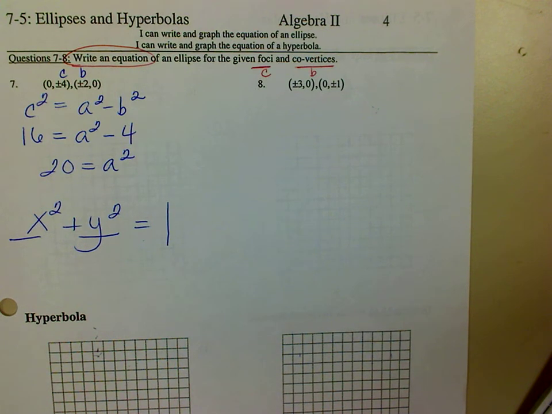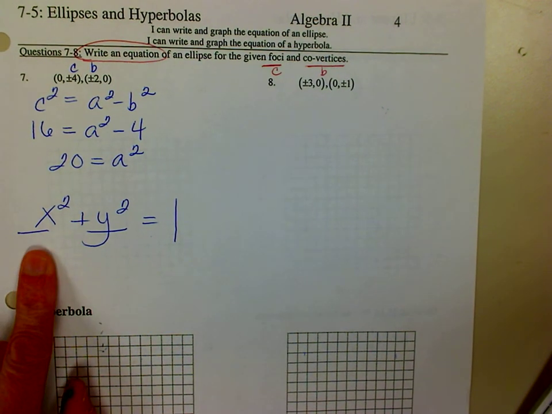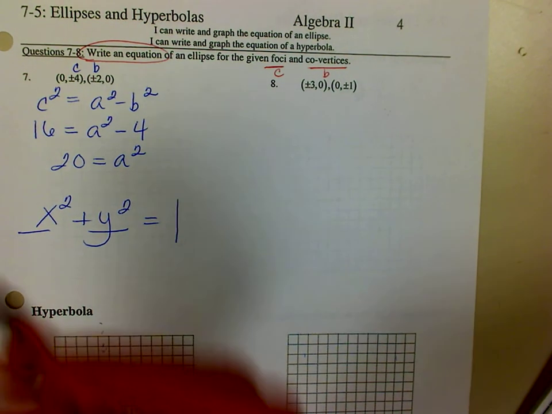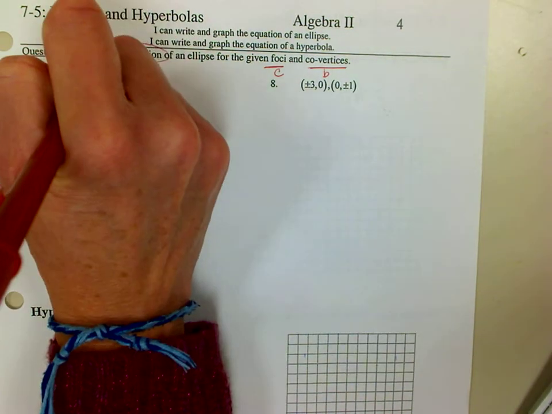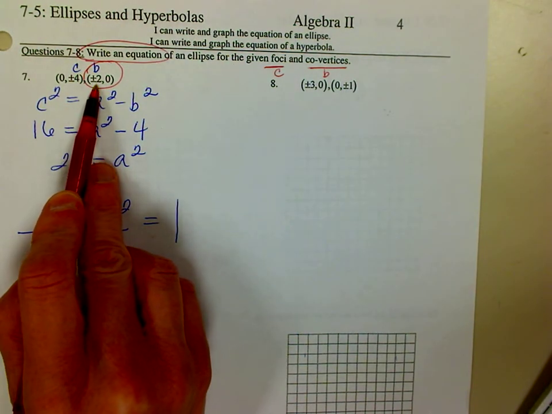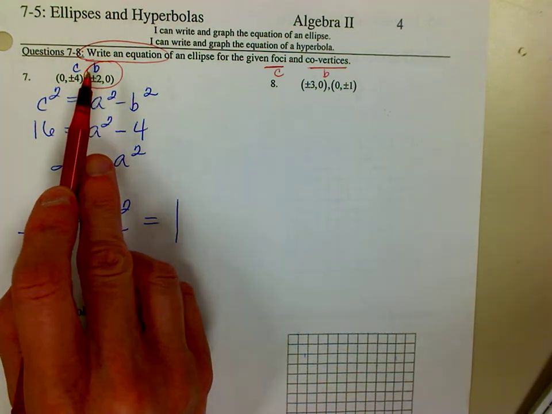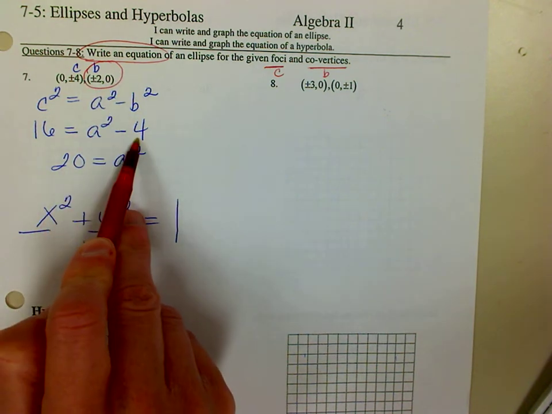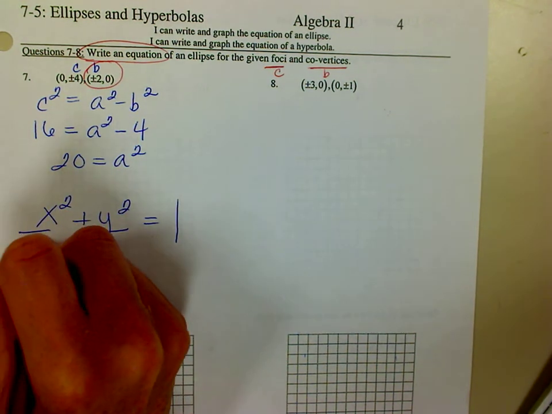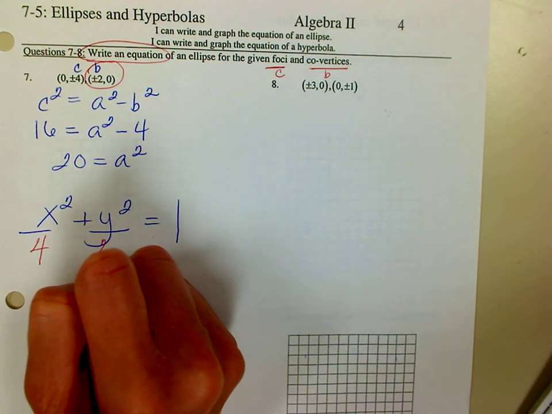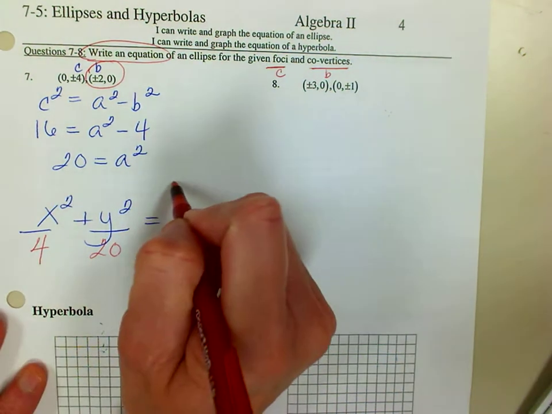Well, now I have to decide, does 20 go under here or does it go under here? If I go back and look at the covertices, this B, which is the covertices, that's in the X spot. So the B squared, which is 4, goes under the X squared. Because again, that number is in the X spot. The 20 goes under the Y squared.